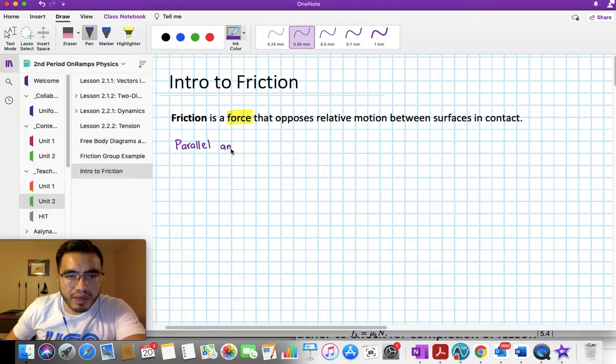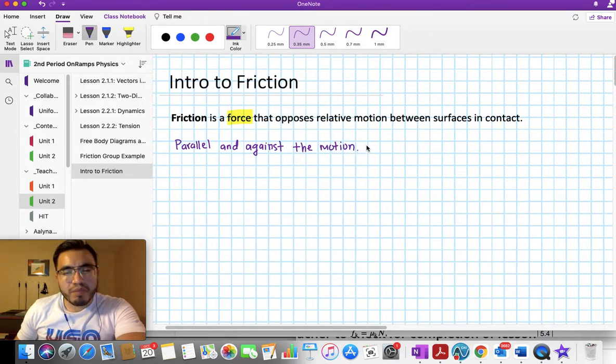And against the motion. Parallel and against the motion. Basically what it means is if something's moving to the right, then friction is going to be to the left. Okay? That's it.